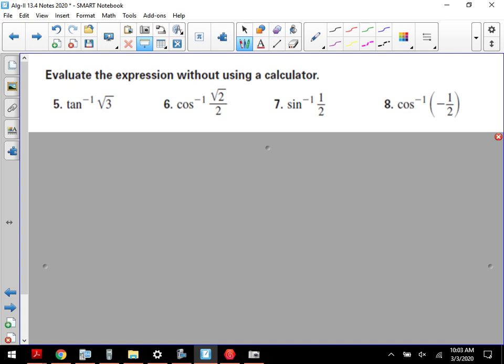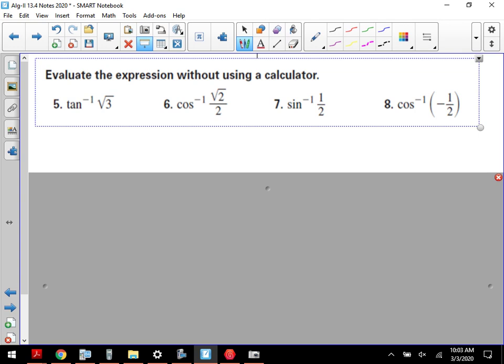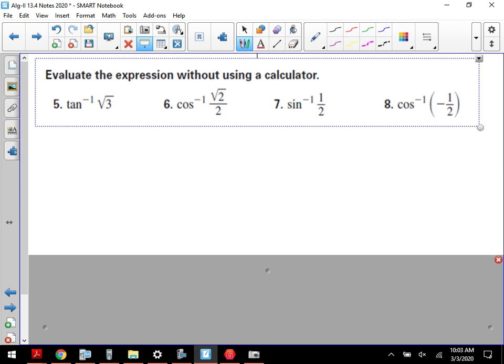This is going to be positive, this is going to be positive, this is going to be positive, this is going to be negative, but remember it's cosine, which means it just has to be obtuse. Okay? So, hopefully we got through tangent already.